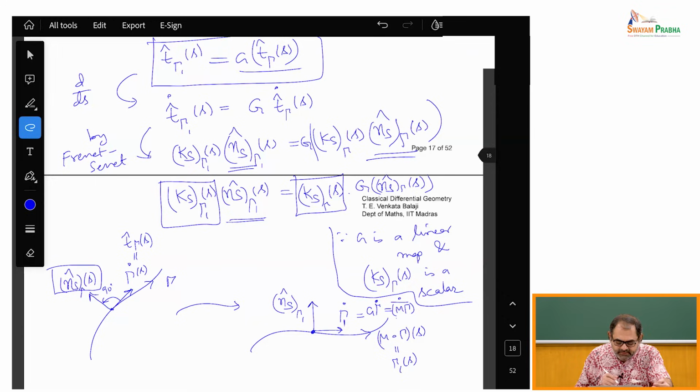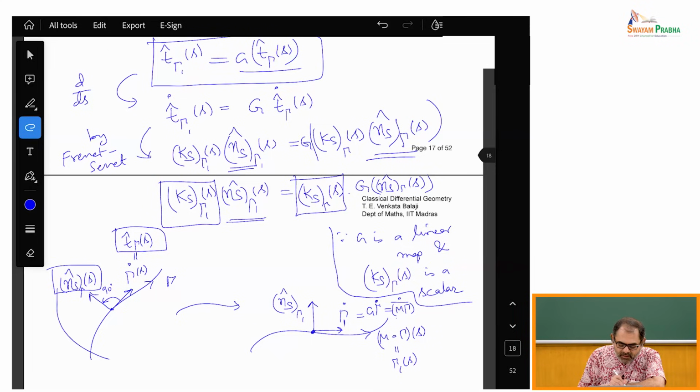Why? Because you see this gamma dot, that is t cap gamma and ns cap gamma, they form an orthonormal set of vectors taken in the positive sense, okay. So when you apply g to them, again you will get an orthonormal set of vectors with the sense of the angle being preserved. That means that if you apply g to ns cap gamma of s, you will get ns cap gamma 1.